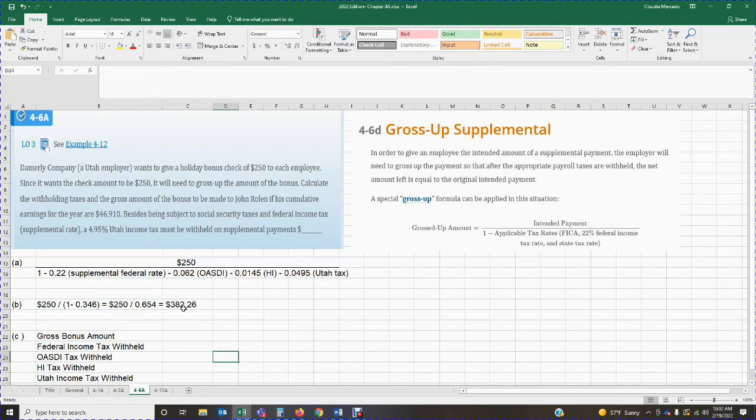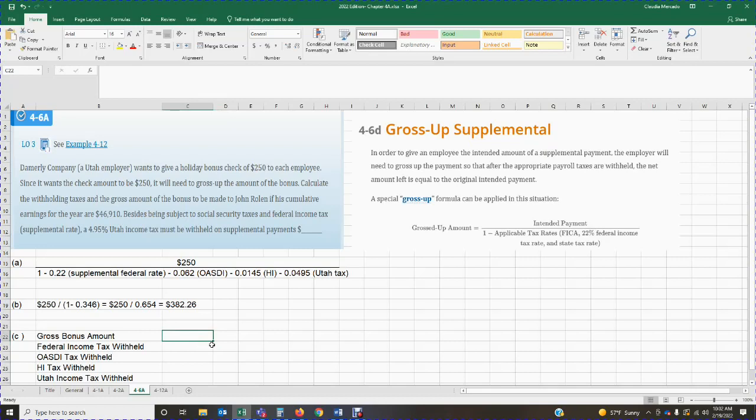According to my calculations, I need to pay my employees $382.26, so at the end of the day I can issue them a check for $250. Okay, now we're going to go ahead and check our work, because I don't trust this formula, or maybe I made a mistake somewhere. So let's check our work.